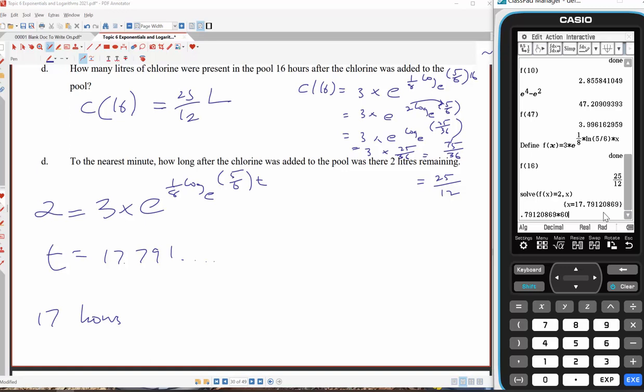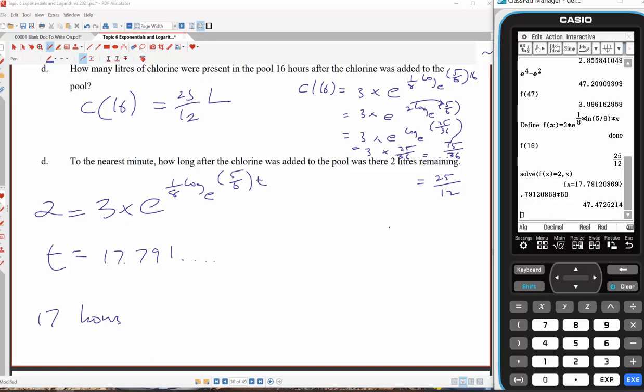So that times 60. So it's either going to be 47 or 48. In this case, it's going to be 48 mins because it's a decay function, and 47 minutes won't decay enough to be 2 litres remaining. It will be slightly more than 2 litres. So 48 mins will take it to less than 2 litres remaining.